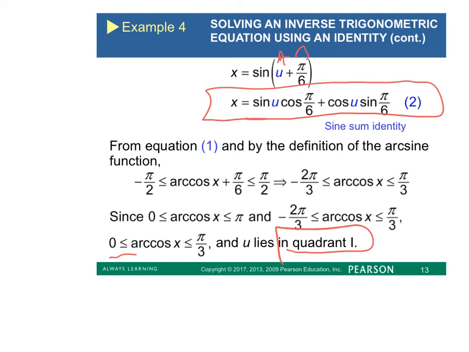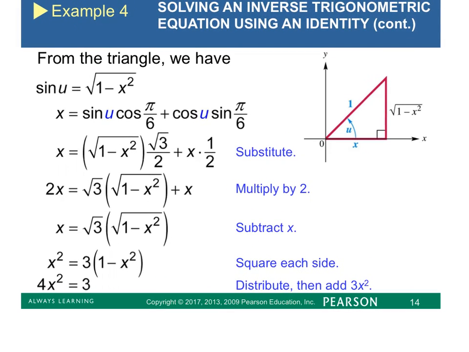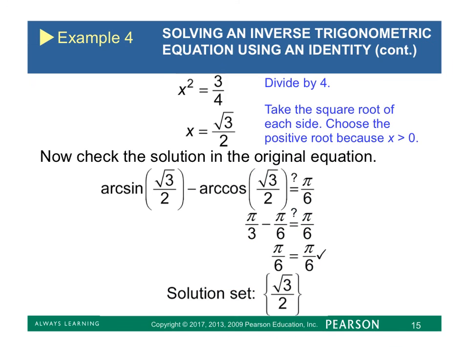We knew we were between 0 and pi over 3. And there's that same work I did. He comes up with the same equation, solved it, square root of 3 over 2. Works very good. And that's the whole lesson.